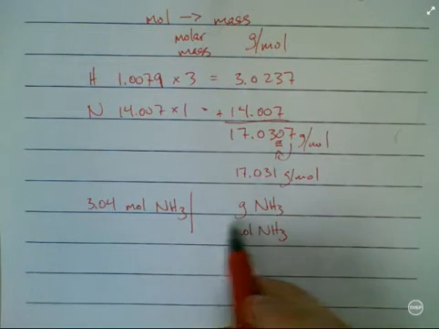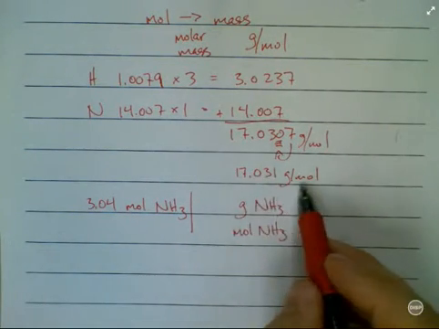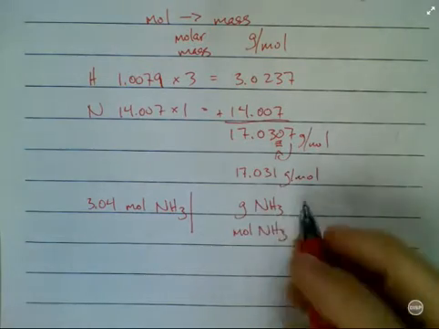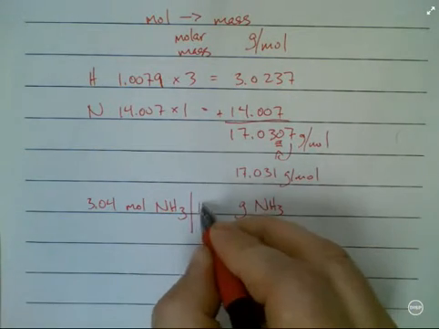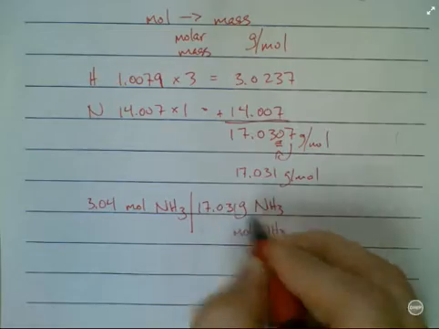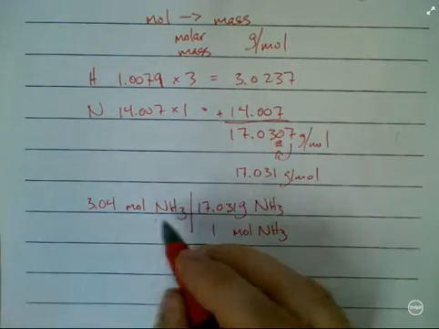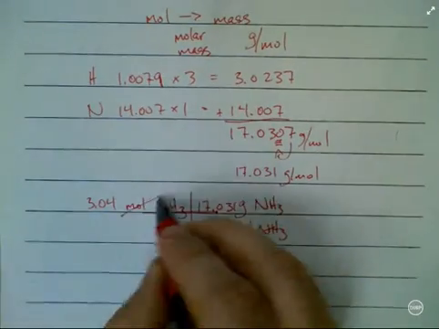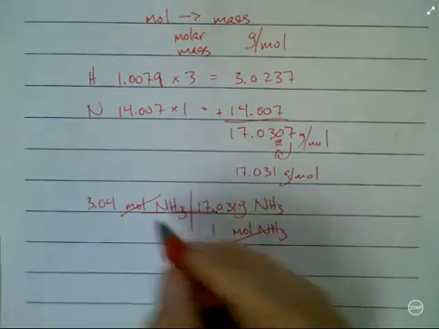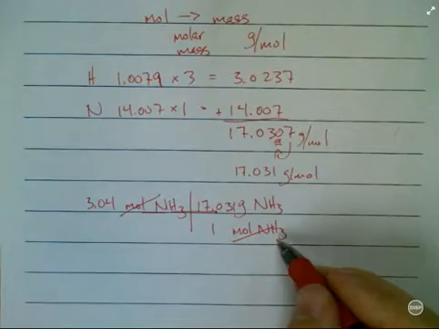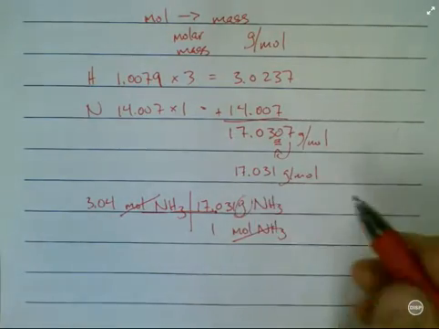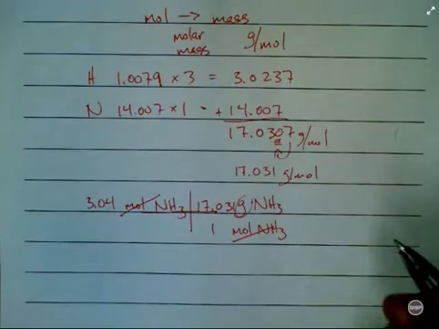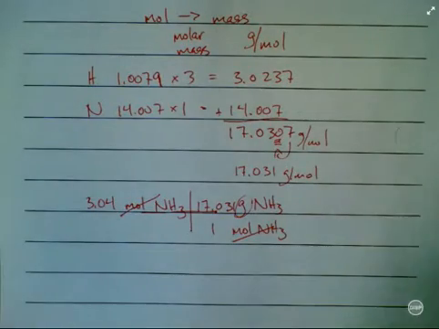Now that I have this set up, I'm simply going to copy these numerical values into my conversion factor. How many grams? 17.031 grams. How many moles? That's per 1 mole. And I'm ready to actually calculate. Notice that the moles of ammonia will cancel. Again, that's why I put moles down in diagonal so that they would cancel, leaving my only unit to be grams, which is what the question is asking for.